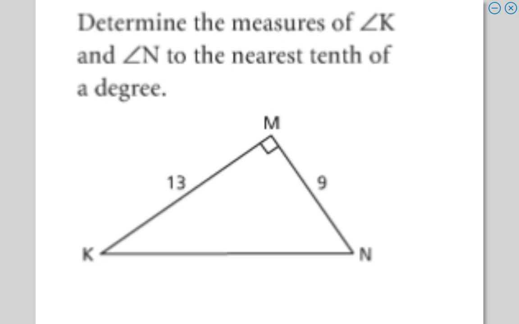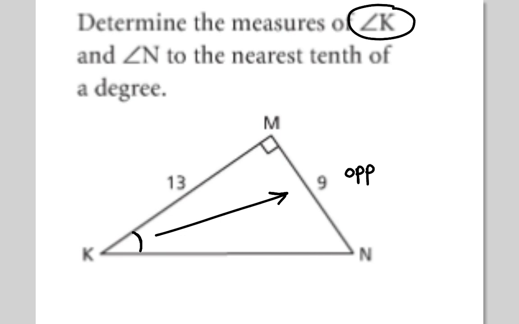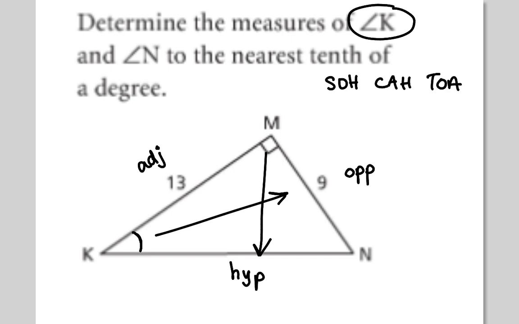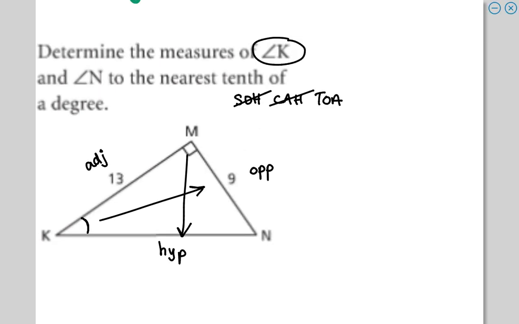Okay, here we go. Determine the measure of K. Where's K? Down here. Go straight across K. That would make 9 the opposite. Find that 90. Go straight across that. That's the height. And therefore 13 is the adjacent. SOHCAHTOA. No? So you write that down, or you're just thinking of this in your head. 13 is adjacent, 9 is opposite, and I don't know anything about the hypotenuse. Can't use that, can't use that, have to use TOA. All right, here we go.